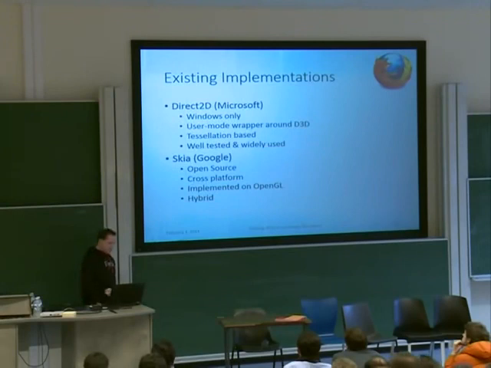So the existing implementations, which is the last part of what I'll talk about. We have the most widely used, which is Direct2D from Microsoft, which is basically their drawing API in all recent Windows versions. It's Windows only, completely proprietary, obviously. It is essentially a user mode library that wraps Direct3D. It is almost purely tessellation based. It is well tested and widely used.